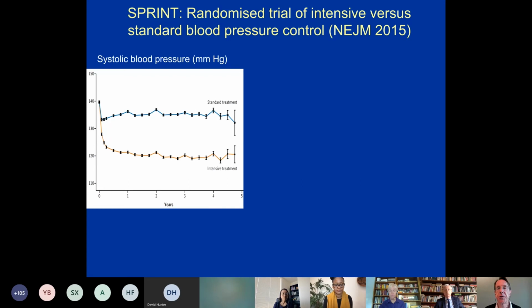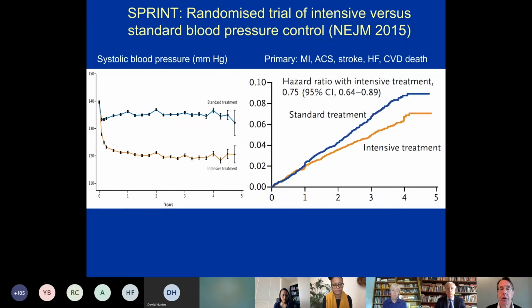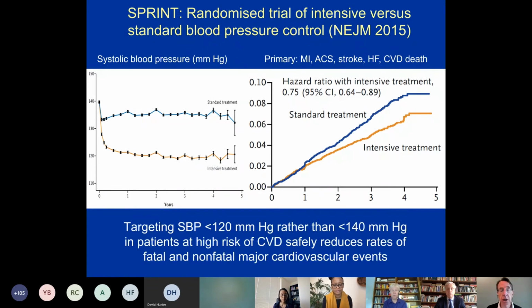The SPRINT trial in the New England Journal kind of reinforces that point. So standard treatment to get patients below 140 compared with more intensive treatment to get systolic blood pressure down to 120 was associated with a significant reduction in the risk of cardiovascular events. And that targeting less than 120 rather than less than 140 not only reduced risk, but it did so safely, without having adverse consequences.